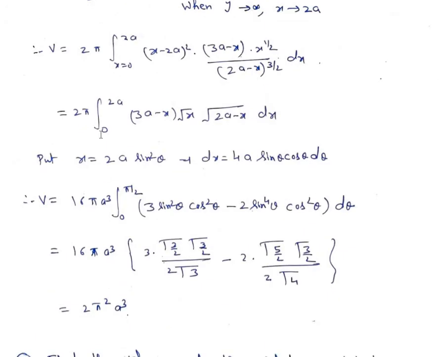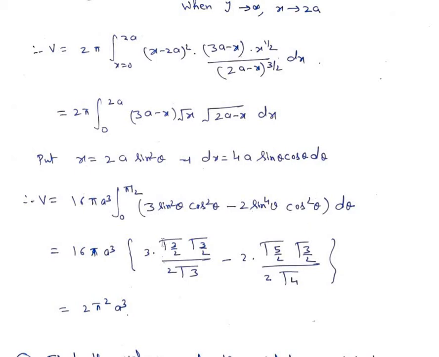So this comes out to be 2π ∫ from 0 to 2a of (3a − x)√(2a − x) dx. Now because we have √(2a − x), we put x = 2a sin²θ. So dx = 4a sinθ cosθ dθ. So put the substitutions. Therefore V = 16πa³ ∫ from 0 to π/2 of (3 sin²θ cos²θ − 2 sin⁴θ cos²θ) dθ.